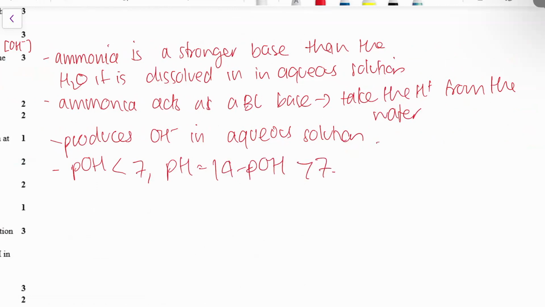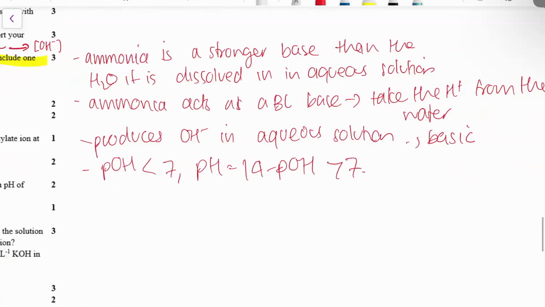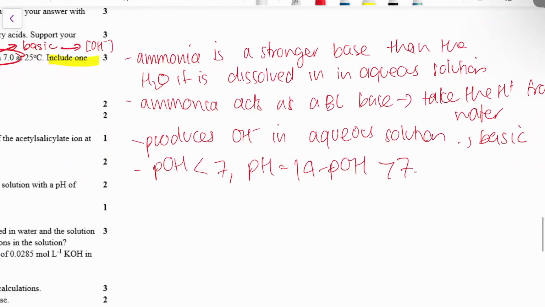Solution's basic. And then they do tell you to include a relevant chemical equation. So that's where your 3rd mark comes from. Because at the moment, this explanation here looks like just one explanation, which is normally 2 marks. So I'm wondering where my 3rd mark comes from, and that's from the equation.